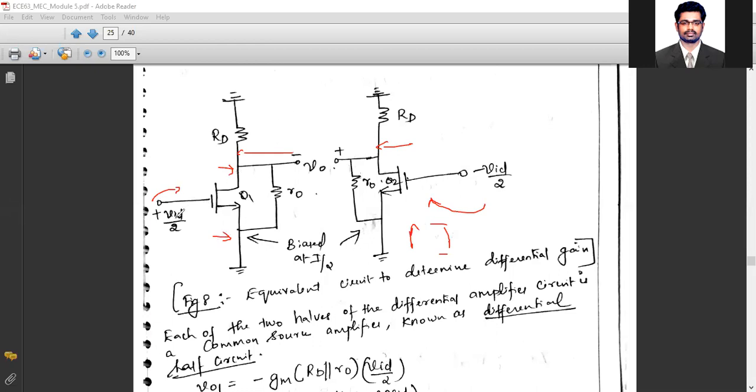For Q1 the input is positive, and for Q2 the input is negative, while the magnitude of the two inputs is the same. Same magnitude means the current will split equally, so I by 2 will be the individual current flow as indicated here. Any doubts in the circuit? This is called the differential half circuit. Kindly note, differential half circuit. Both the halves are common source amplifiers.